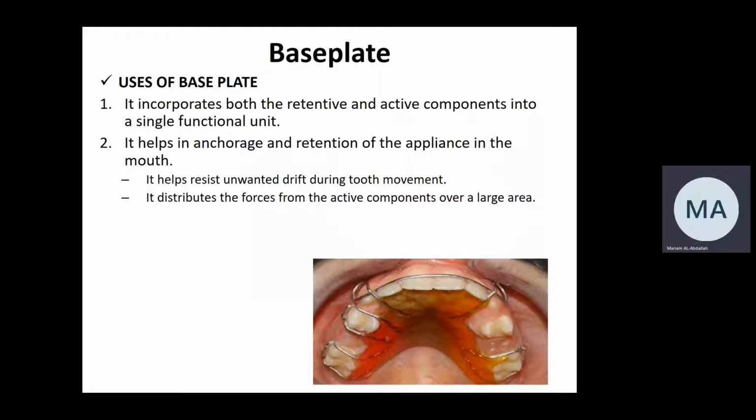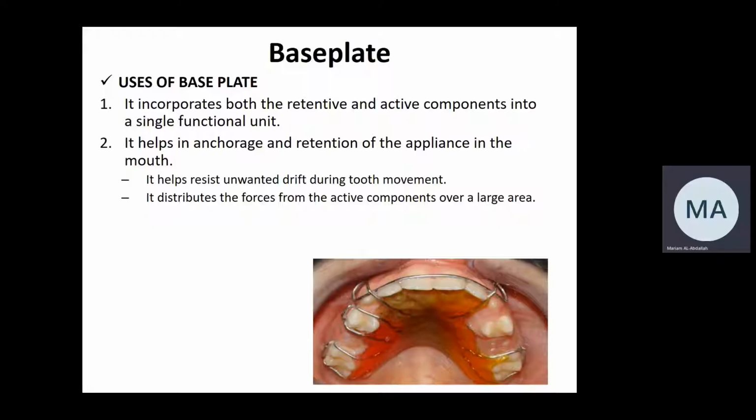So the use of the base plate is to incorporate both retentive and active components into a single functional unit. So it holds the metal framework all together. It also helps in anchorage and retention of the appliance in the mouth. It should resist unwanted drift during tooth movement, and it distributes the forces from the active components over a large area. This large area could be the teeth that should stay still that we talked about, and this should depend on the root surface area.